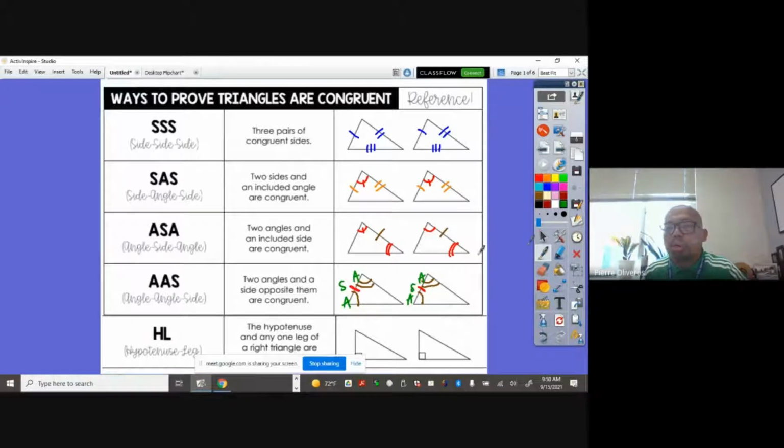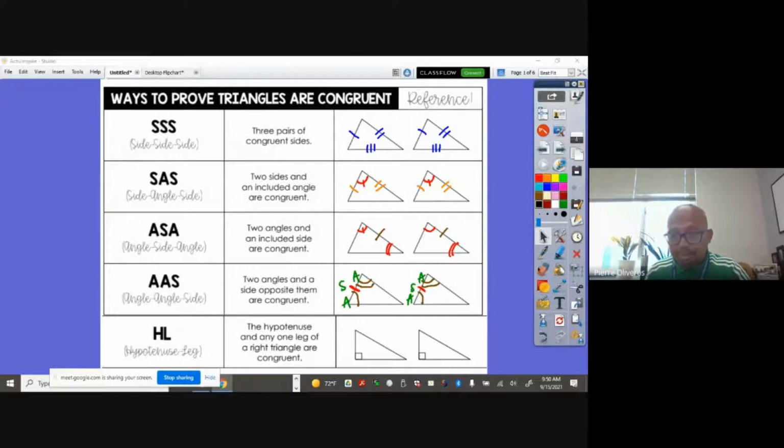And another thing is the hypotenuse-leg. Hypotenuse-leg works mainly for right triangles, since they're both right angles, so you know those two will be congruent. The hypotenuse is the one opposite to the 90-degree angle, which is this side here, the longest side. That's the hypotenuse, and any leg of the right triangle, let's say we pick this, is congruent to that one, that will work to prove that these are congruent triangles.